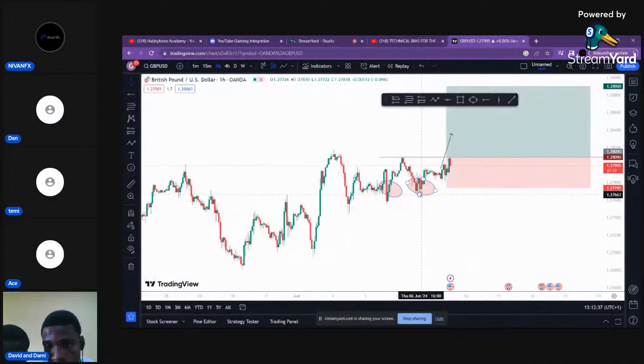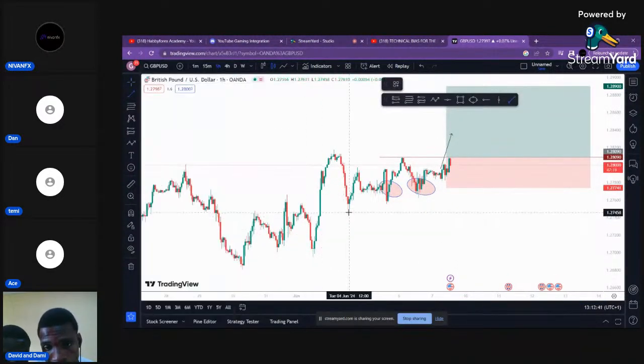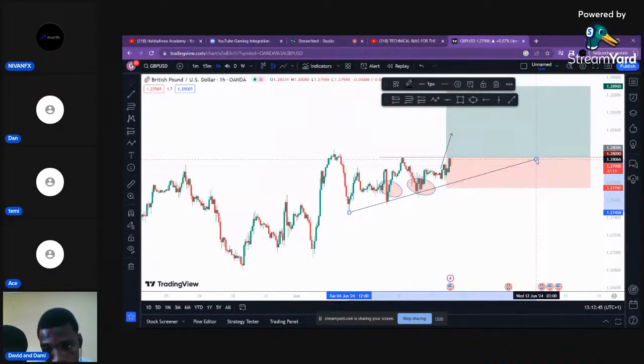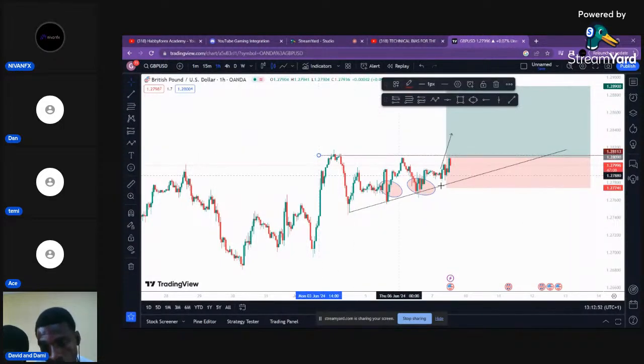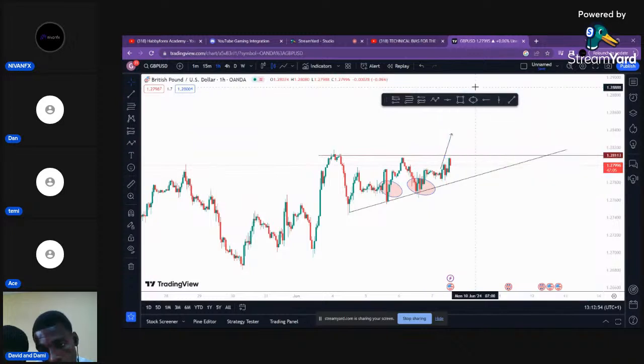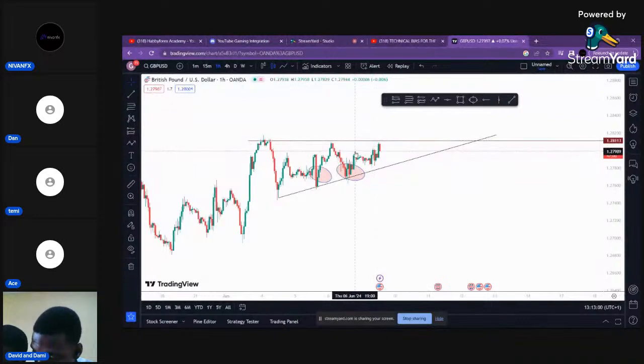During the London session on the 1 hour time frame, we can see something like a trend line. Our trend line is from here. You can see this trend line currently forming, and it makes what we call a pennant. If you can clearly see this structure, please tell me. This is called a pennant. A pennant is a chart pattern which indicates continuation.